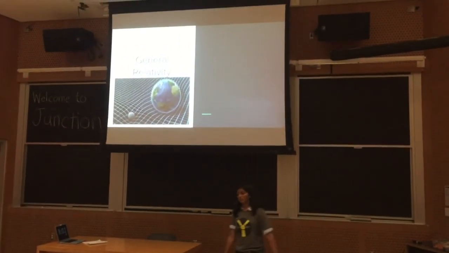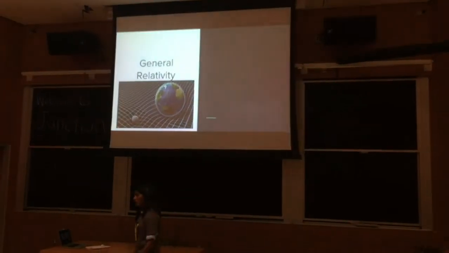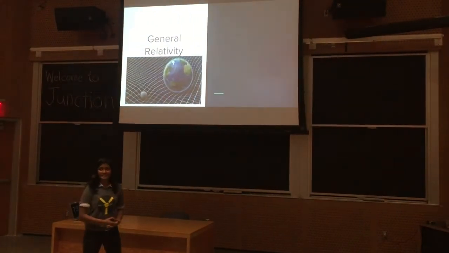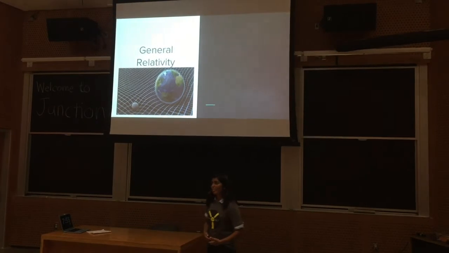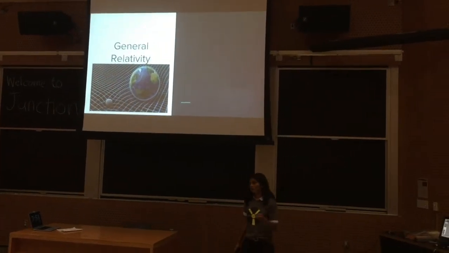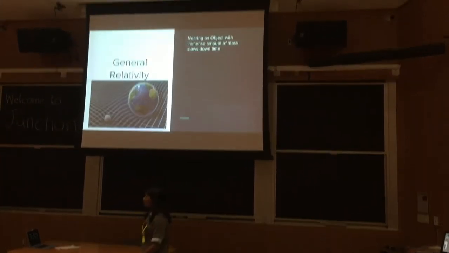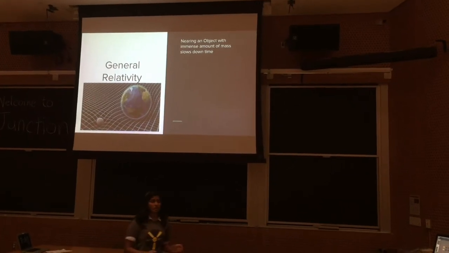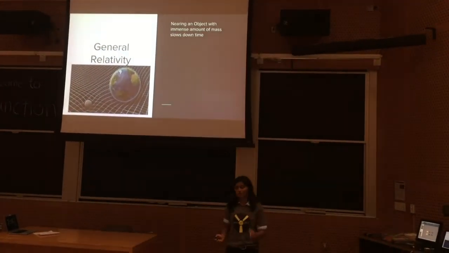Now we're going to talk about general relativity, which was published in 1916 by Albert Einstein, where he applied gravity to his equations. So what he said was that being near an object with an immense amount of mass would slow down time.